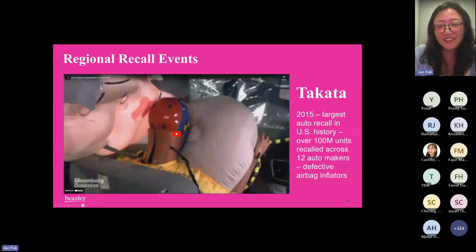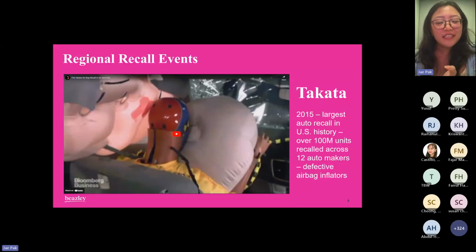And hopefully now that you guys kind of know what a recall is and what can cause it, I wanted to segue into some real recall events just so you have a better understanding of these issues. So in 2015, Takata had one of the largest auto recalls in US history. Over 100 million units were recalled across 12 automakers, and that was because they had a defective airbag inflator.